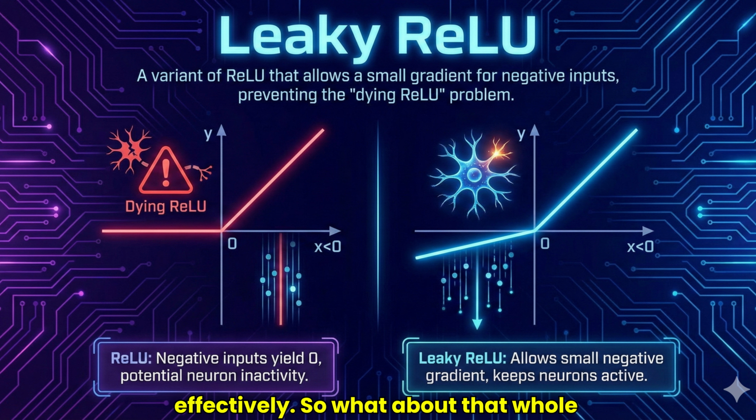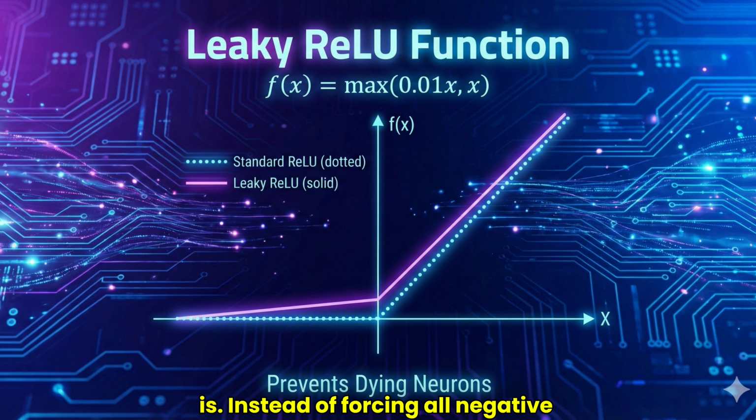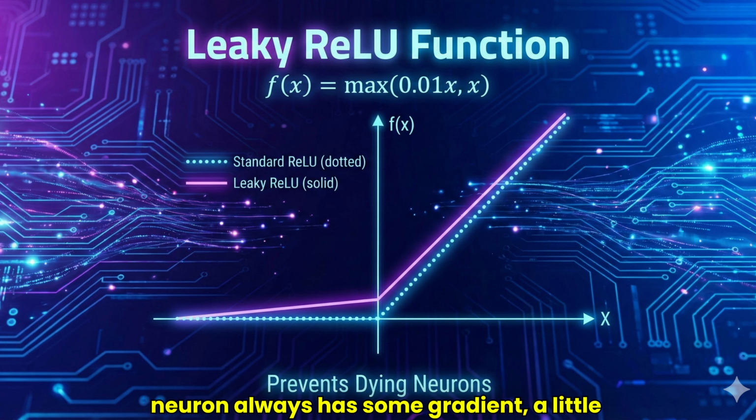So what about that whole dying ReLU problem we mentioned? Well, of course, some clever engineers came up with a fix for that, too. It's called Leaky ReLU, and it's a simple but brilliant tweak to make sure our neurons never get permanently stuck in the off position. Just look at how simple this is. Instead of forcing all negative values to be a hard 0, we just multiply them by a tiny number, like 0.01. It gives them a little leak. That tiny slope on the negative side means the neuron always has some gradient, a little lifeline to make sure it stays alive and can keep on learning.